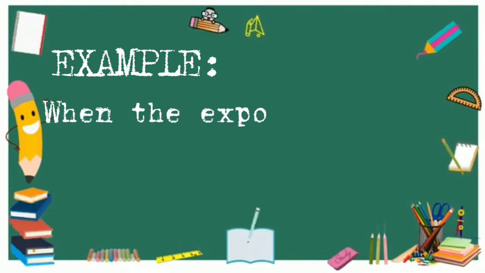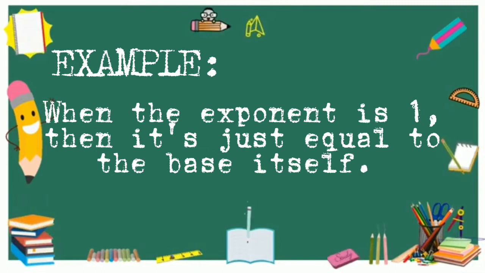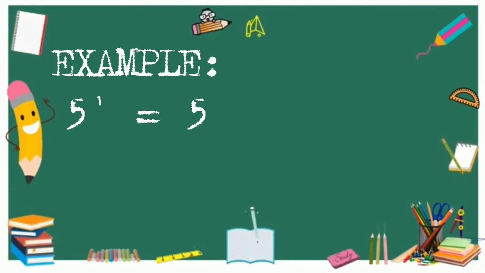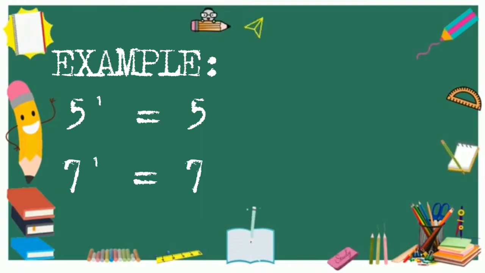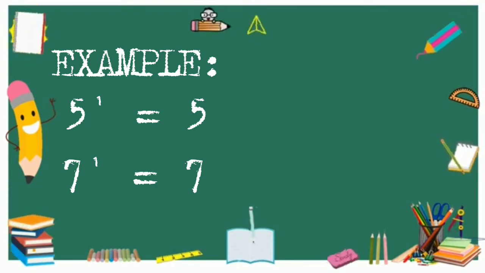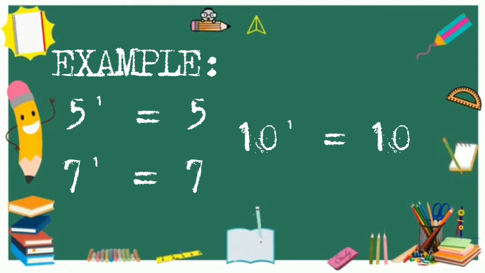When the exponent is 1, then it's just equal to the base itself, like this. 5 raised to the power of 1 is equivalent to 5. 7 raised to the power of 1 is equivalent to 7. 10 raised to the power of 1 is equivalent to 10, and so on.